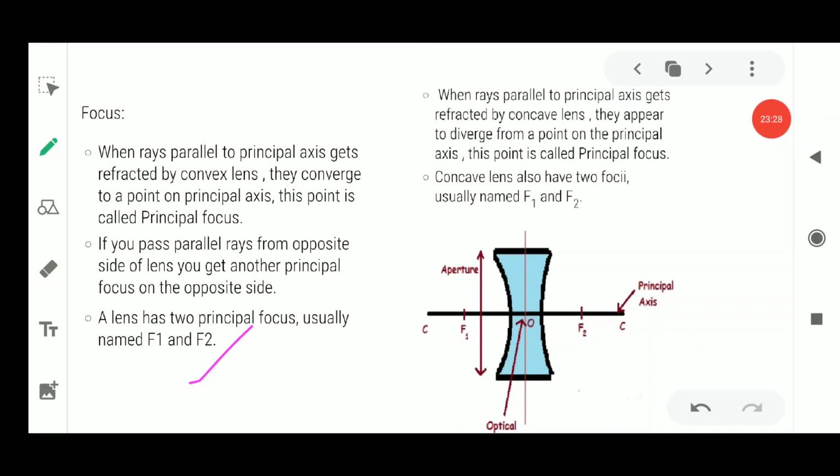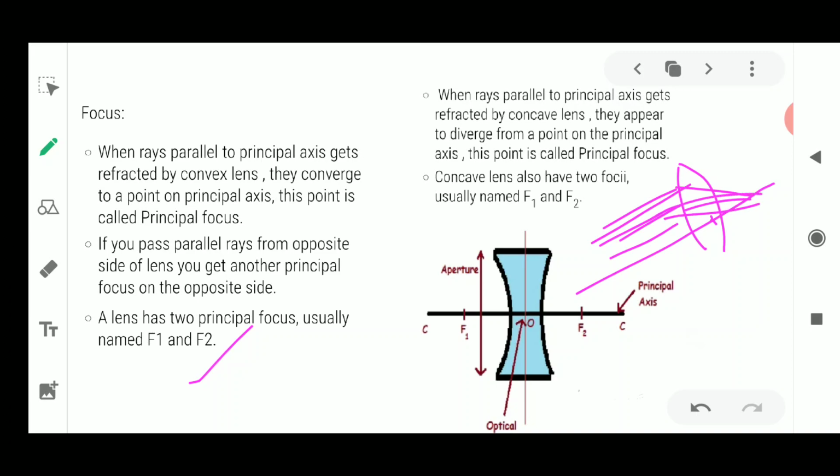Okay, now next, when a ray of light which is parallel to the principal axis gets refracted by the concave lens, and the rays appear to diverge from a point on the principal axis, this is known as the principal focus. And if we are talking about the convex lens, then the ray of light which is passing parallel to the principal axis is going to refract through the same point. That point is known as the principal focus.